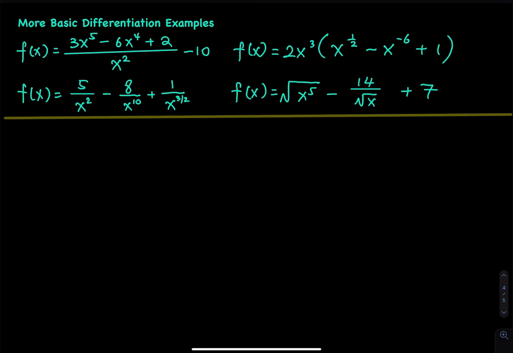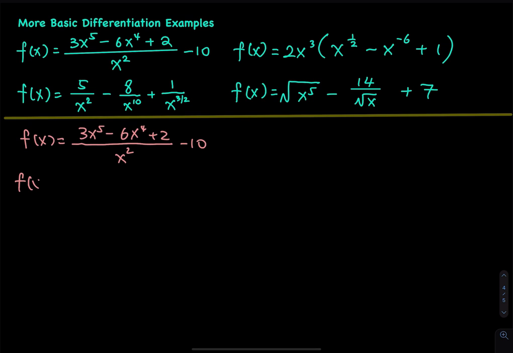We have more basic differentiation examples. So let's get started. The first function, f of x, is equal to 3x to the fifth minus 6x to the fourth plus 2, divided by x squared, minus 10. So the first step is we have to break down the big fraction. So f of x is equal to 3x to the fifth divided by x squared, minus 6x to the fourth divided by x squared, plus 2 divided by x squared, minus 10.